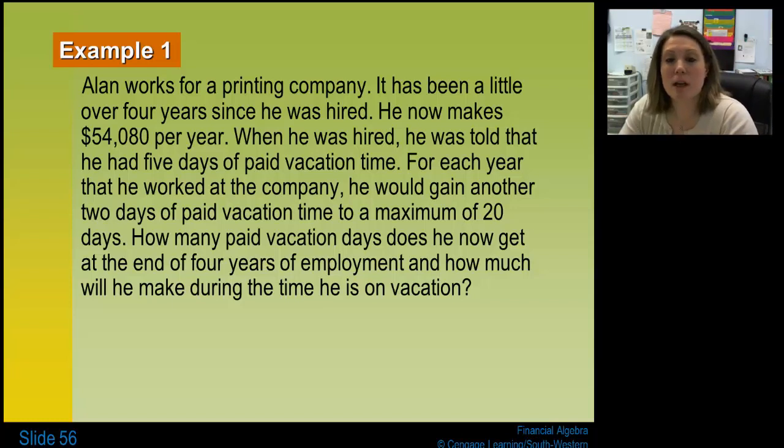For each year that he worked at the company, he would gain another 2 days of paid vacation time, to a maximum of 20 days. How many paid vacation days does he get now at the end of 4 years of employment, and how much will he make during the time he is on vacation?